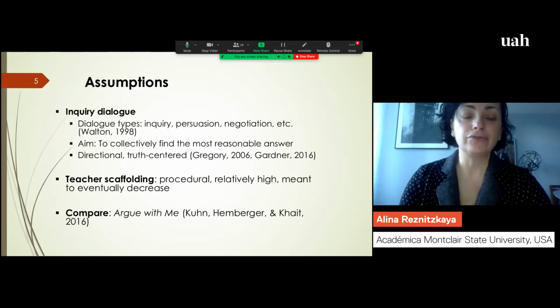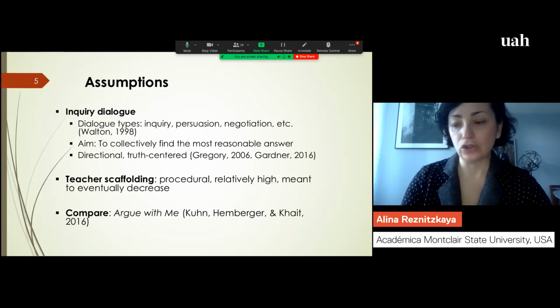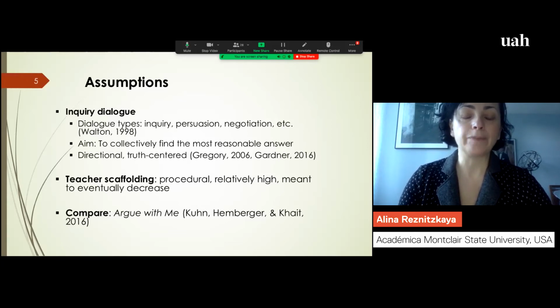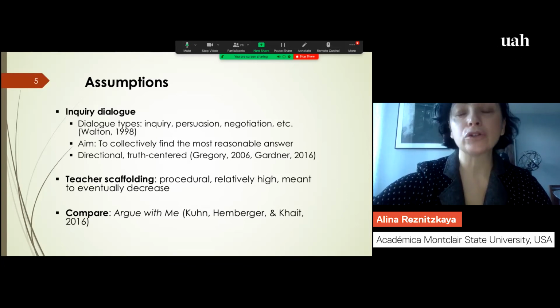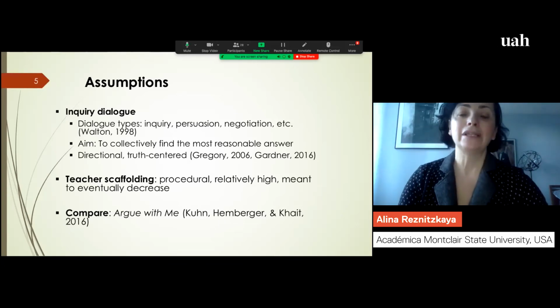So we spent a lot of time working with teachers to develop new strategies of scaffolding student talk. And we also expected that teacher scaffolding, teacher intervention during the discussion, would be relatively high at the beginning, because we know from the literature that students don't possess argumentation skills. They do possess them, but there's definitely a lot of room for improvement. Students don't know how to argue well. They do know how to argue, but they don't know how to argue well.